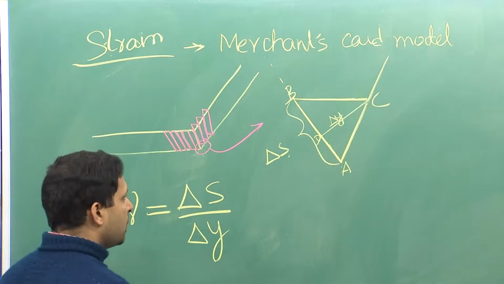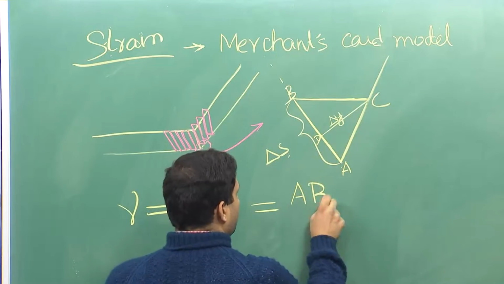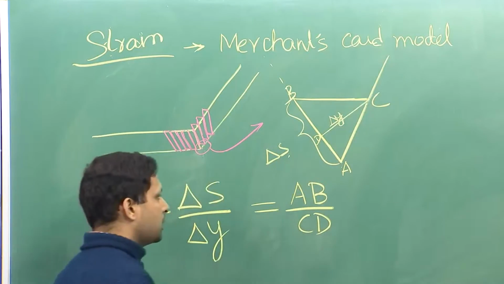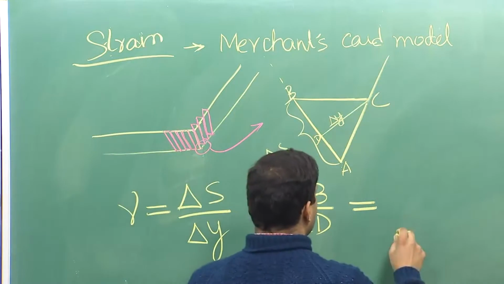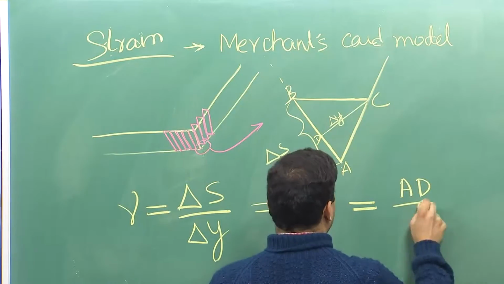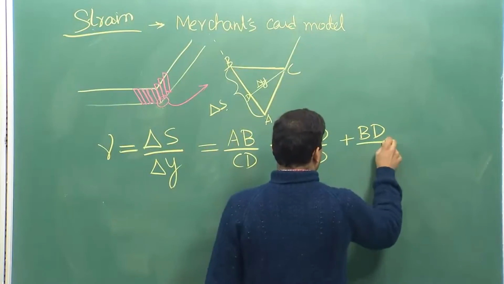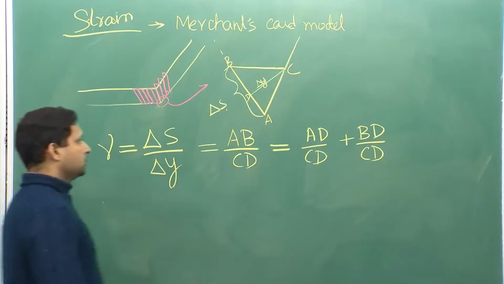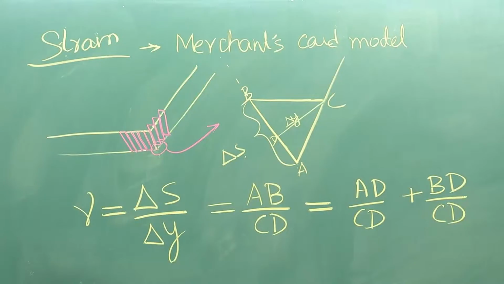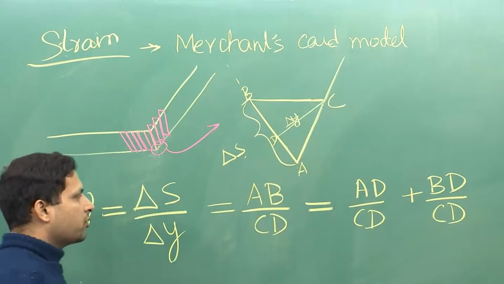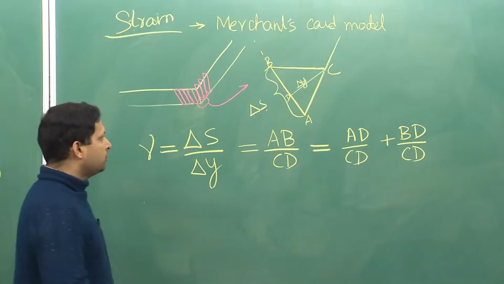Or if you write it in terms of the ABCD parameters, then we can write it as AB by CD, or further we can reduce it to AD by CD plus BD by CD. So, this is the exploded view of the strain that will be taking place in the chip when we are doing the machining and the chip is getting formed.